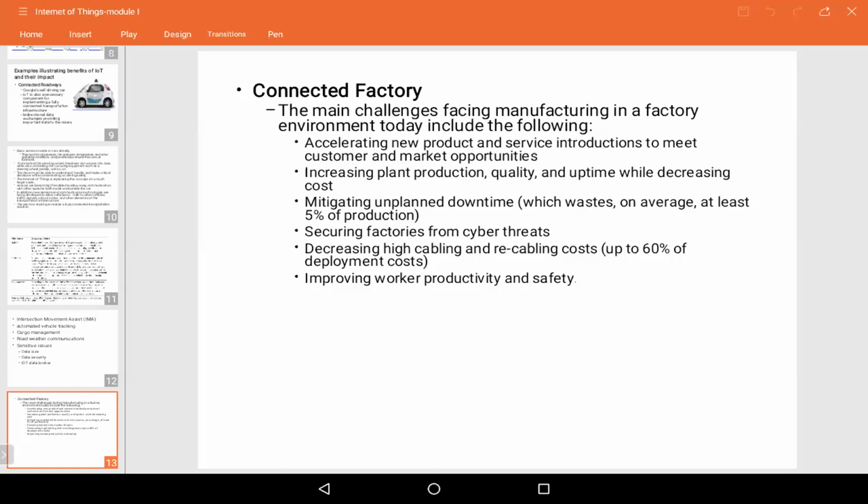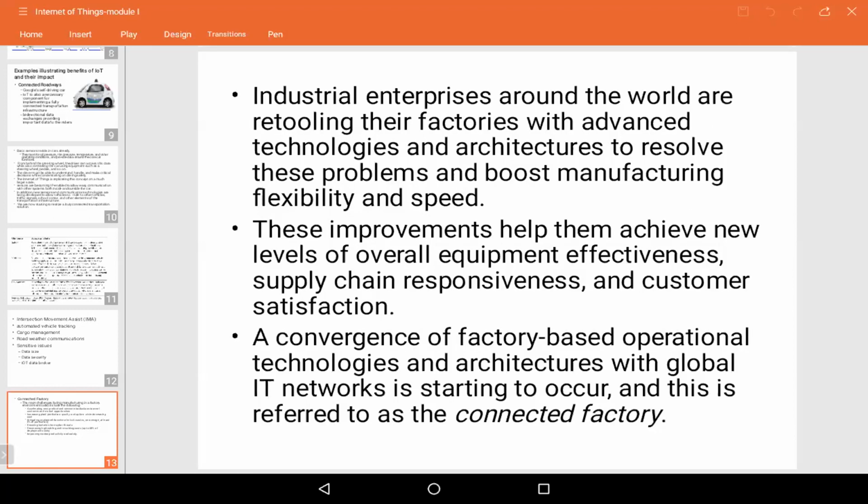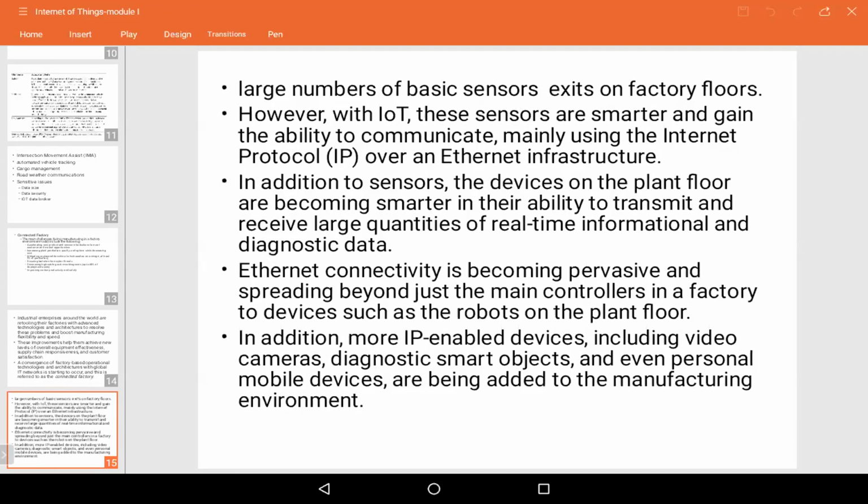So here, when you're talking about a connected factory, you have to write about RTLS, the real-time location system. Okay, all the things I'm talking about now are about the real-time location system. And when you write about connected roadways, you have to write about IMA, intersection movement assistant. When you are talking about a connected factory, you have to write about the real-time location system. If you write about this, you will get full marks, people. Blindly, you will get full marks.